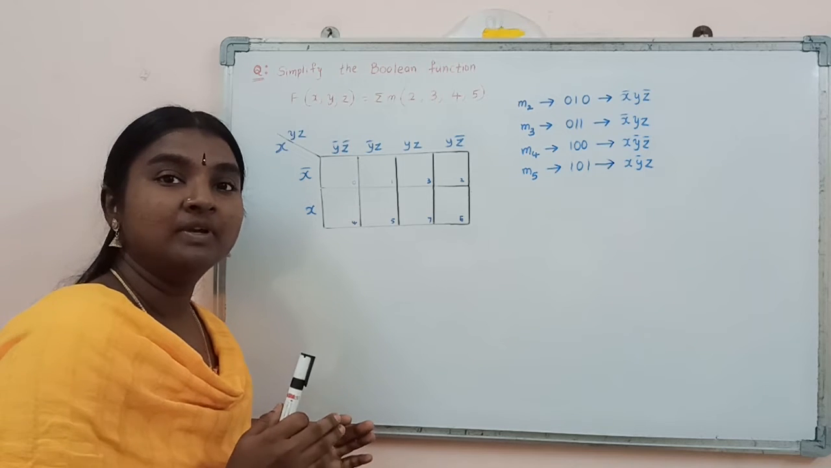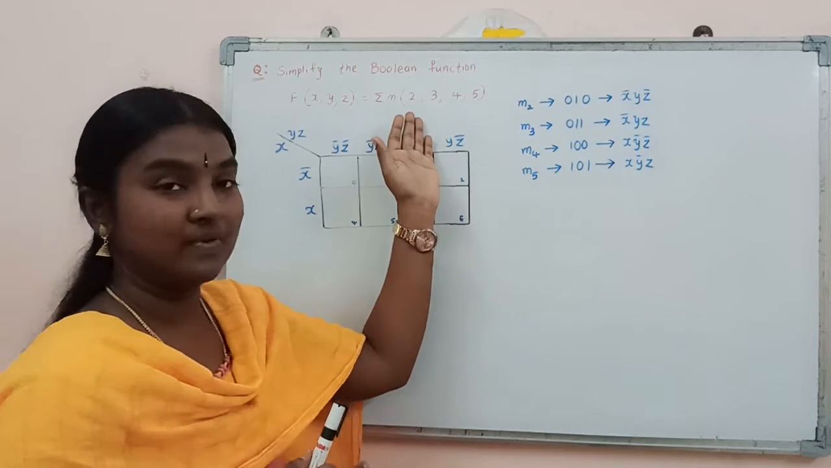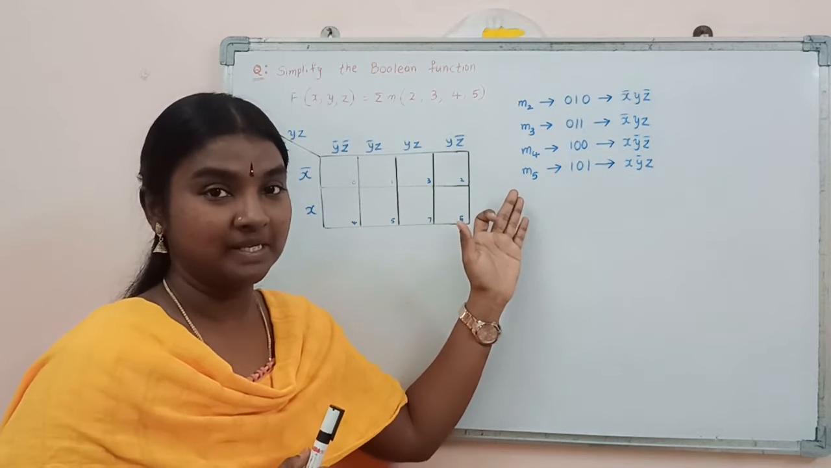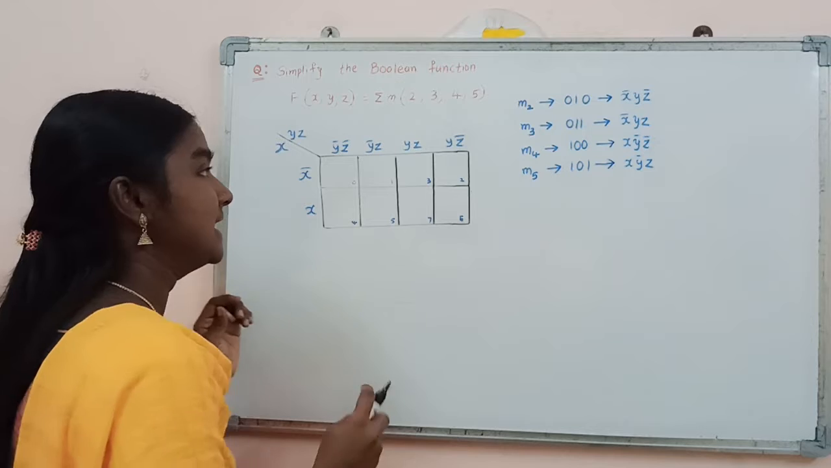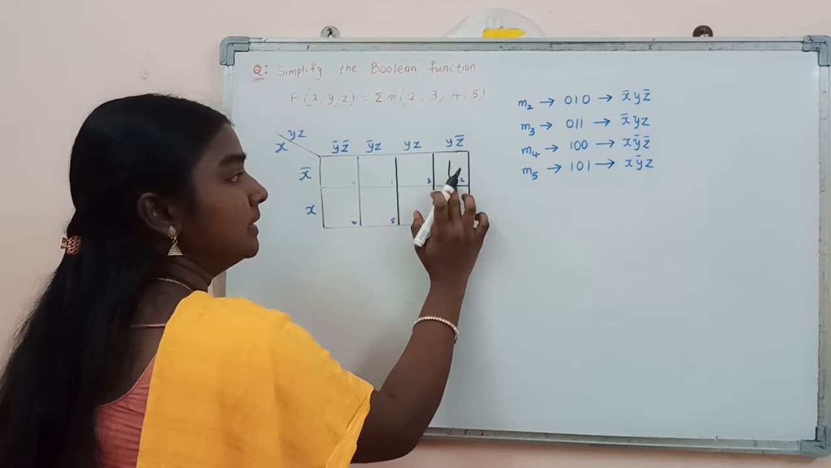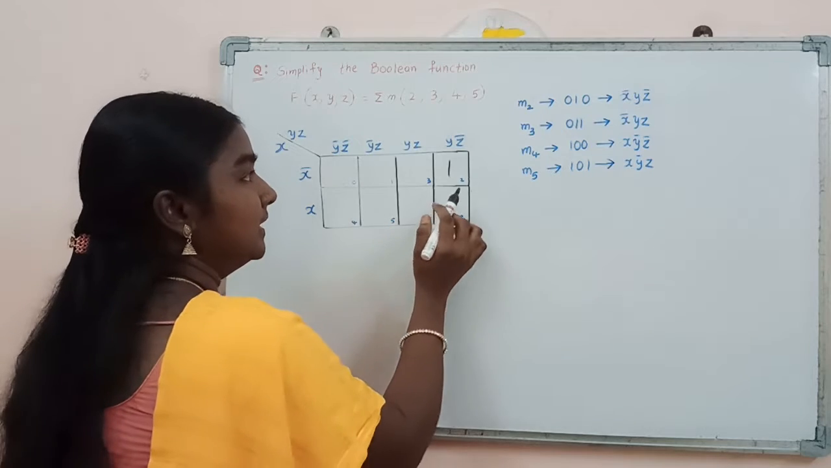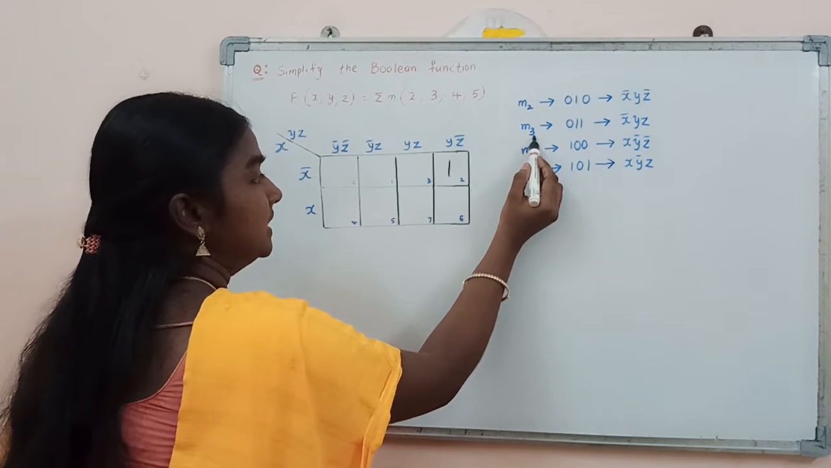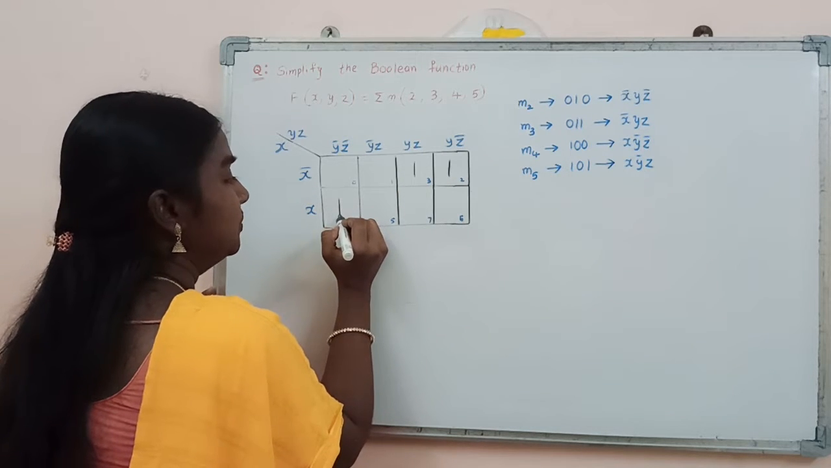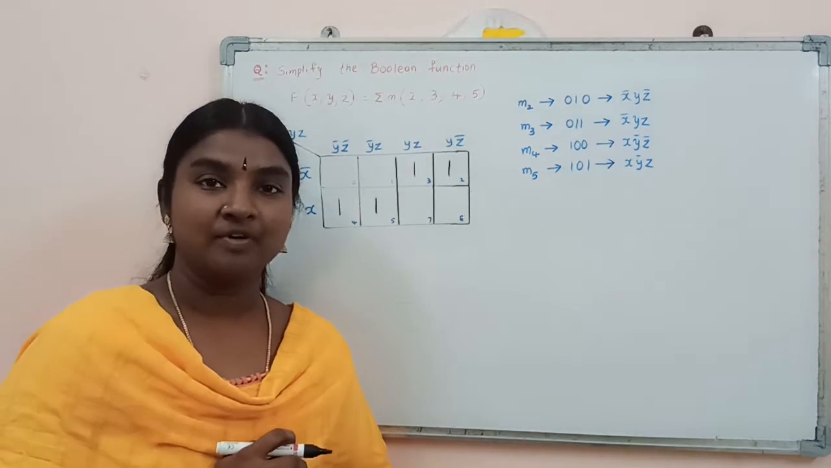Now, firstly, we need to assign ones for the minterms which are present in this function. We observe that minterms m2, m3, m4, m5 are present in the given function, so we are assigning 1 to those respective minterms. Here the m2 minterm is mentioned, so for this cell, we need to assign 1. Coming to m3, it is present here, so assign 1 here. m4 is present, so here we need to assign 1. And coming to m5, we need to assign 1 in the m5 place.